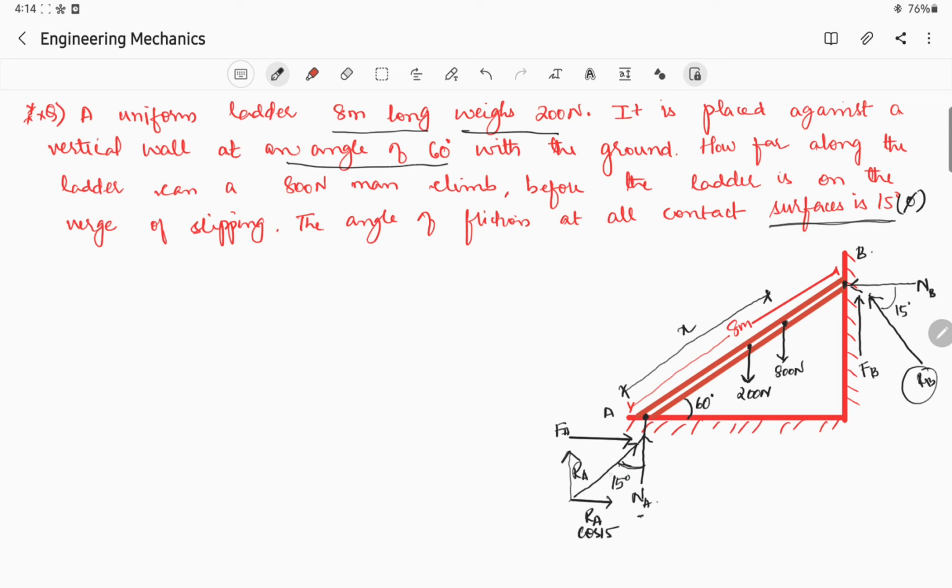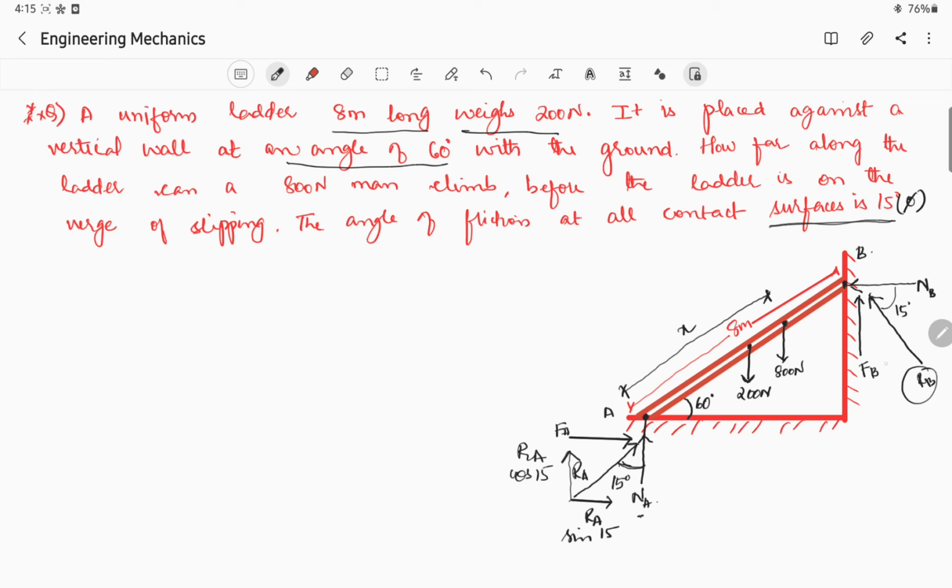Cos 15. Why cos 15? Because the angle is with the y-axis. Here the vertical component will be RA cos 15, and the horizontal component will be RA sin 15, because the angle is with the y-axis.